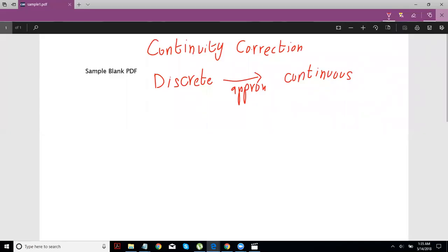Continuity corrections. These are needed when you go from a discrete distribution and approximate it with a continuous distribution. So basically, binomial to normal and Poisson to normal, that's where this would be needed.